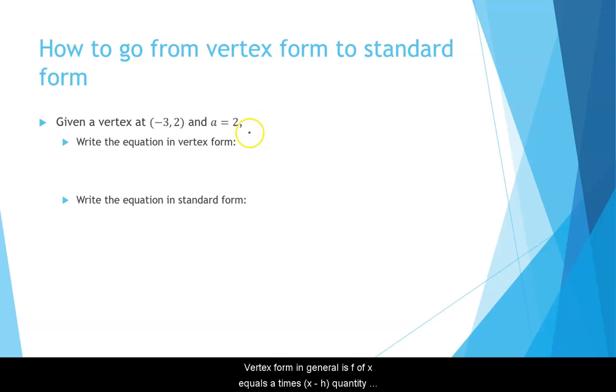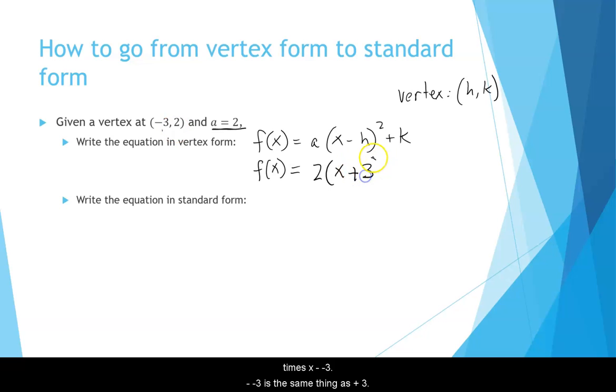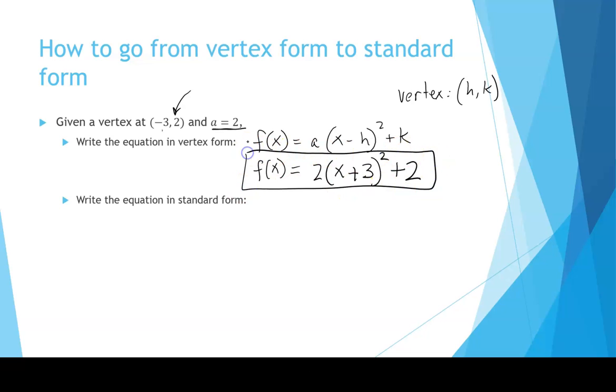Vertex form in general is f of x equals a times x minus h quantity squared plus k, where our vertex is h comma k. Just plugging in those numbers, we have f of x equals 2 times x minus -3. Minus -3 is the same thing as plus 3, quantity squared plus 2, because the y-coordinate of our vertex is 2. There's the first answer.